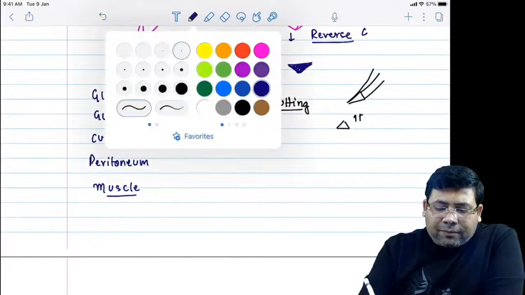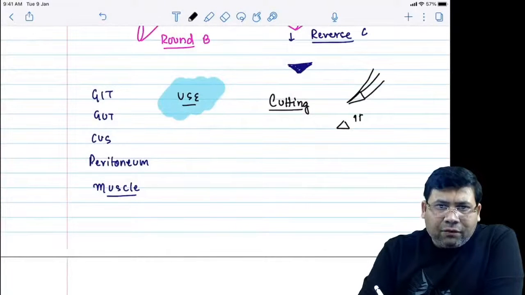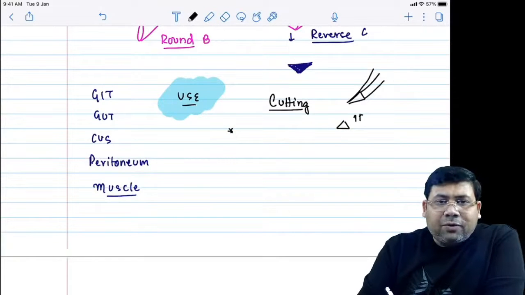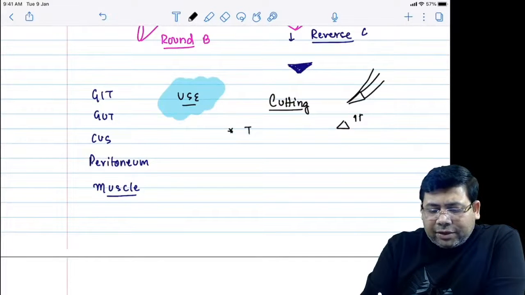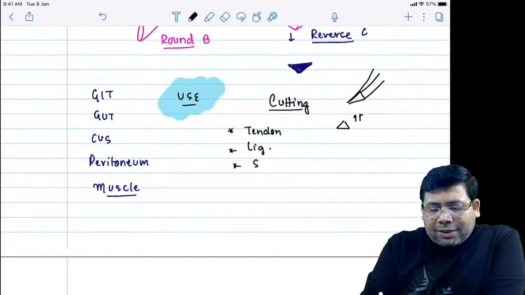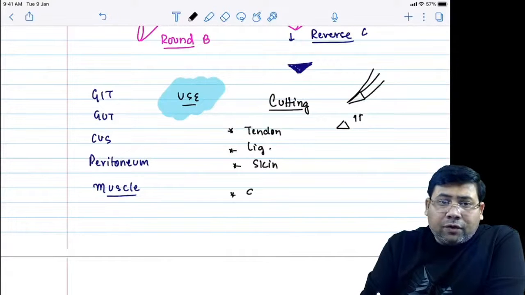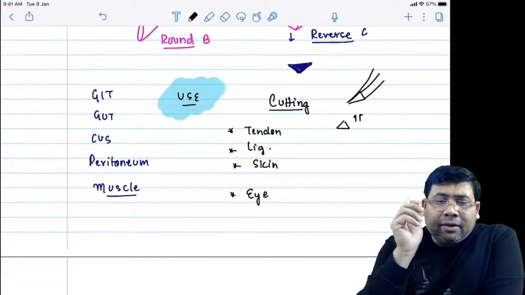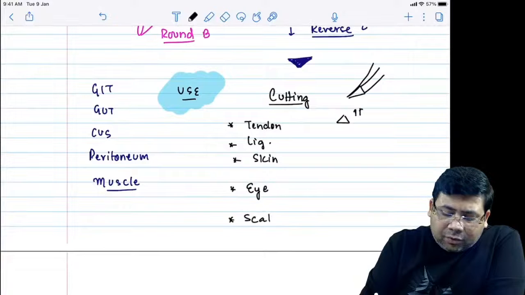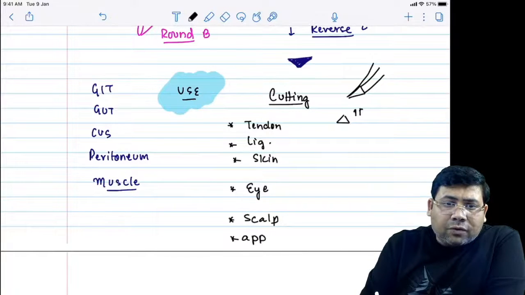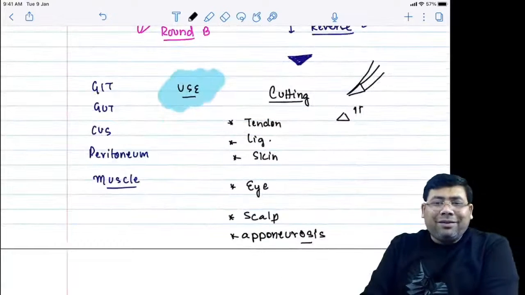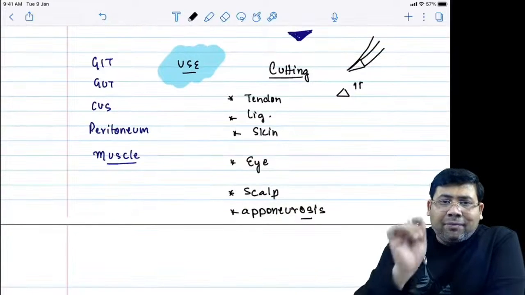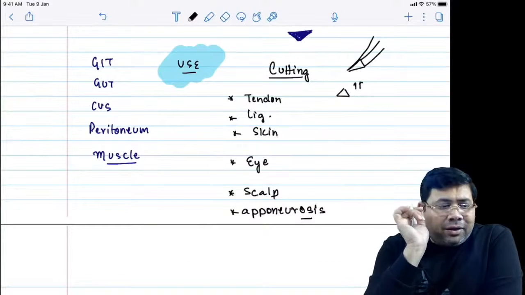Now when we talk about cutting, where do we use this cutting needle? Let us try to understand. Cutting needle is useful for tendons, ligaments, skin, eye, scalp, and also for aponeurosis. So these are the places where we are using a cutting needle. But by seeing the shape of the needle, you can decide everything.